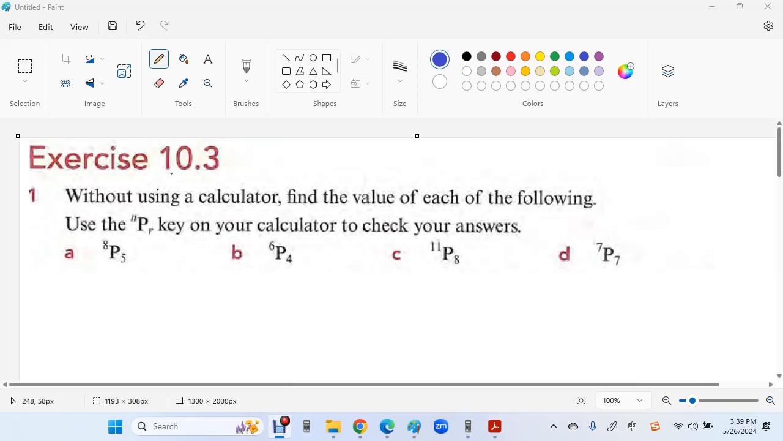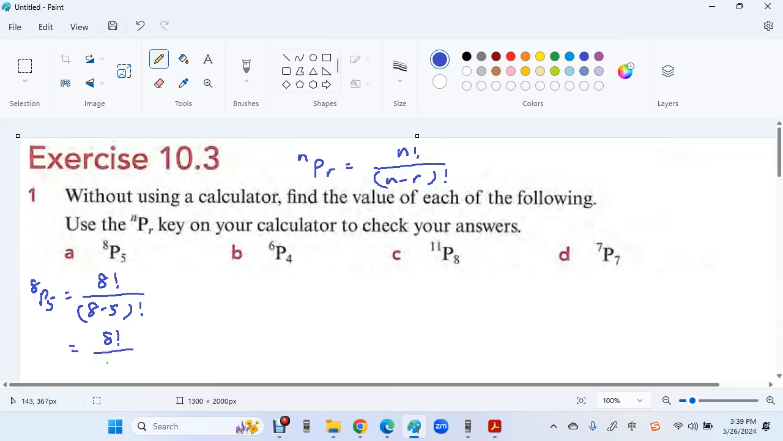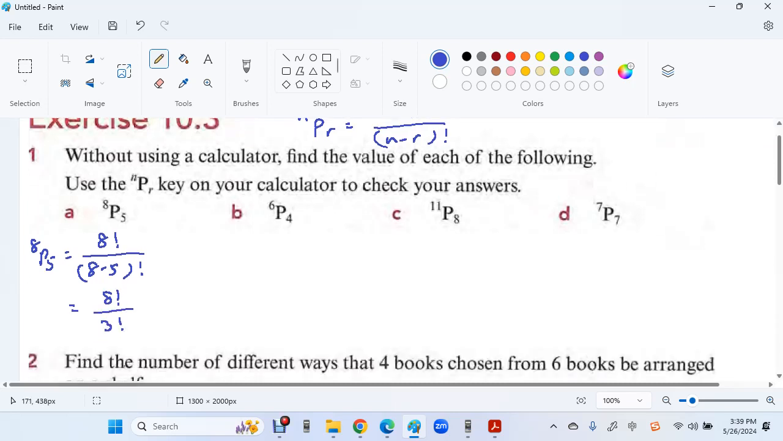Exercise 10.3. Without using a calculator, find the value of each of the following, using nPr on your calculator to check your answer. So 8P5 is 8 factorial over (8 minus 5) factorial, because we know that nPr is n factorial over (n minus r) factorial. So this one will equal 8 factorial over 3 factorial.